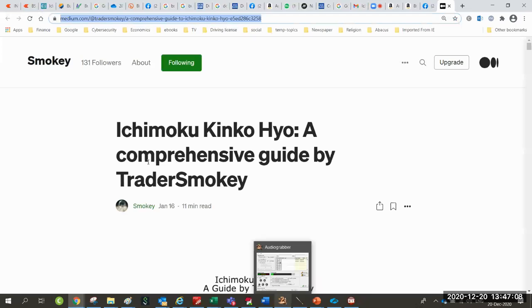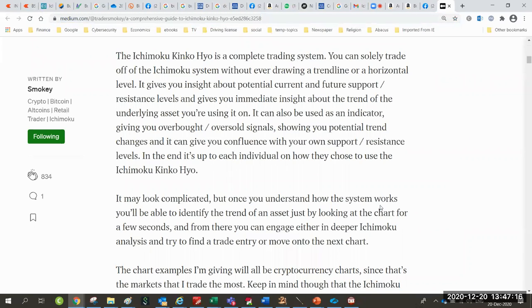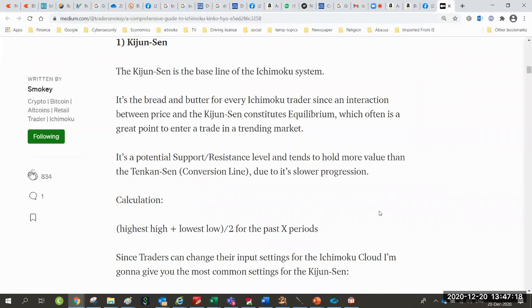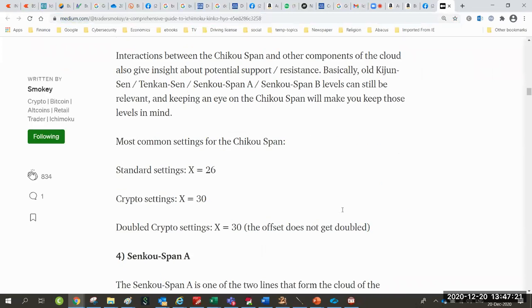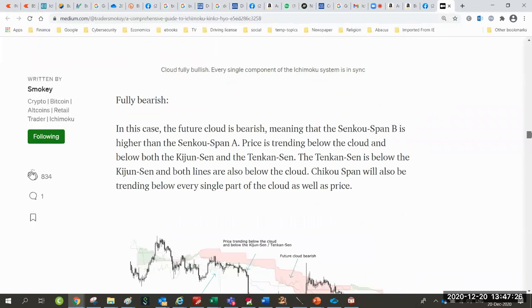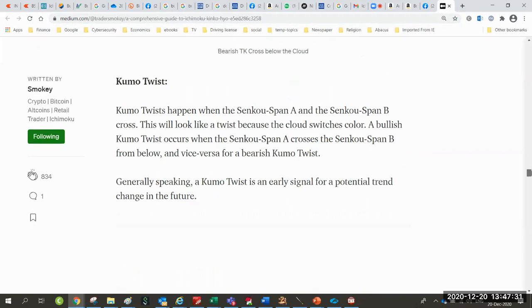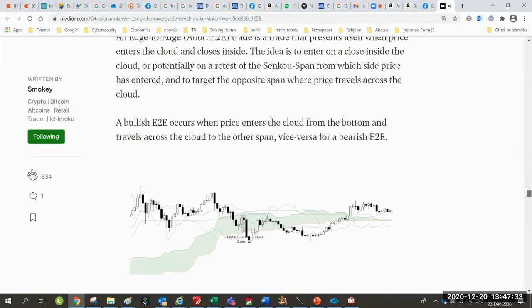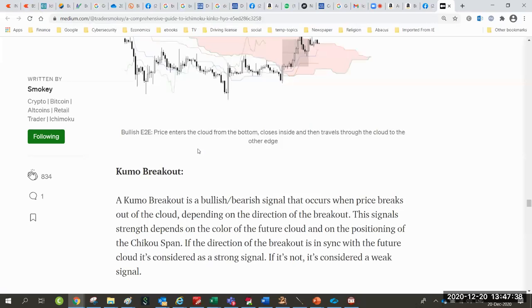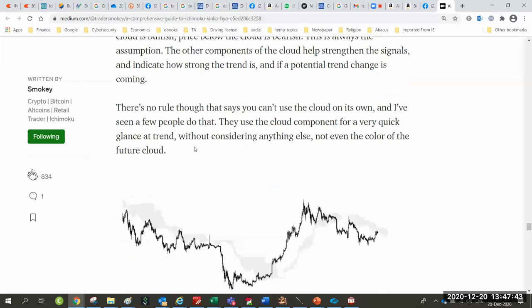If you see this one, it is more or less comprehensive, and it will explain a lot of things. It will show you the calculation. It's a good site. It will explain many things: fully bearish, Kijun bounce, Kumo twist, and H to H. It explains some more things.